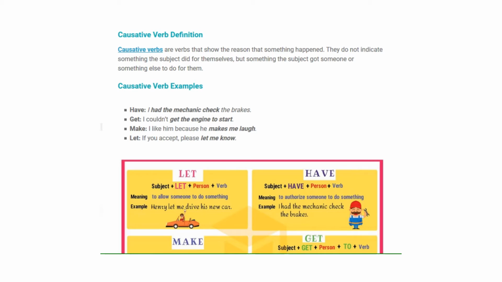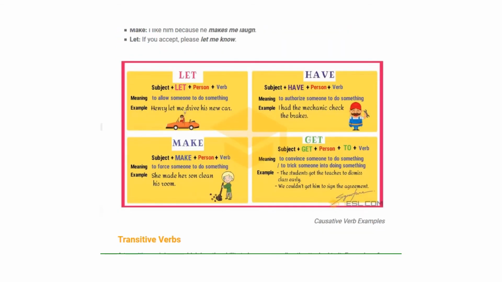So we have a little bit of explanation. Let, we have subject plus let plus person plus verb. The meaning is to allow someone to do something. Example, Henry let me drive his new car. Have, we use subject plus have plus person plus verb. The meaning is to authorize someone to do something. The example, I had the mechanic check the brakes.